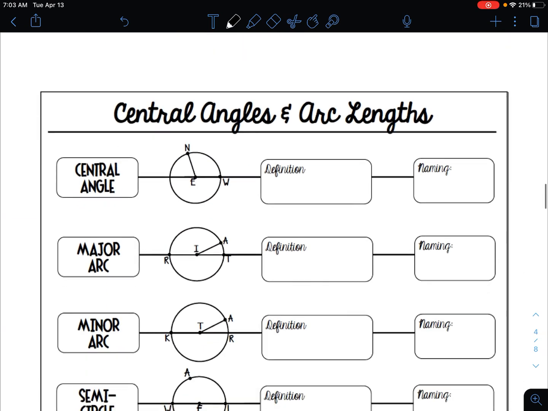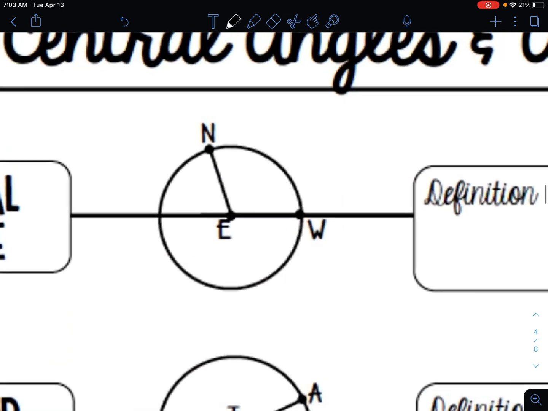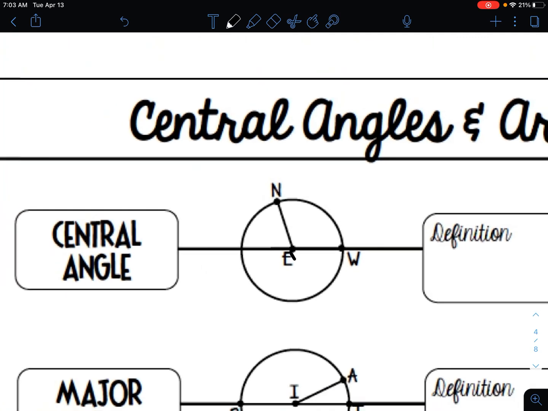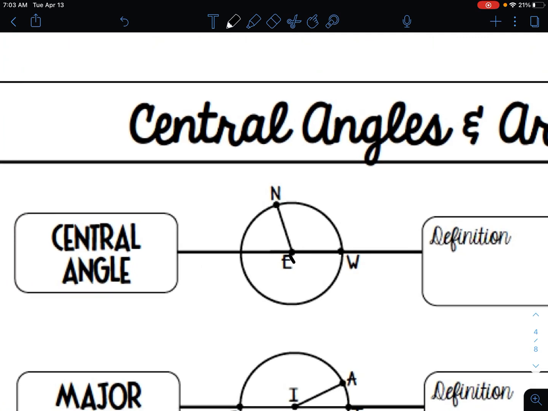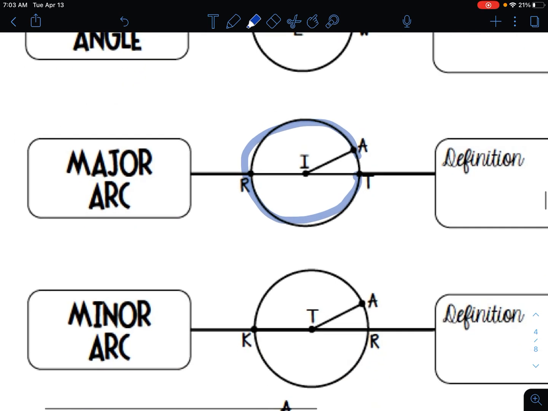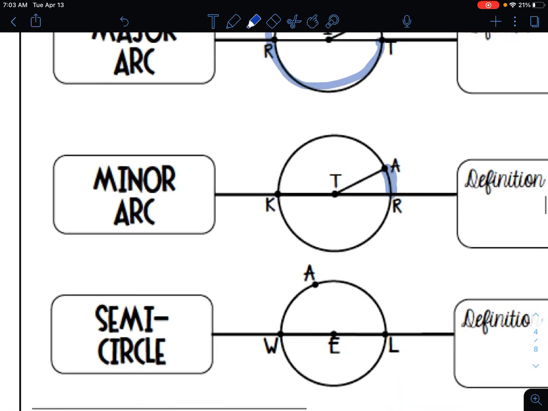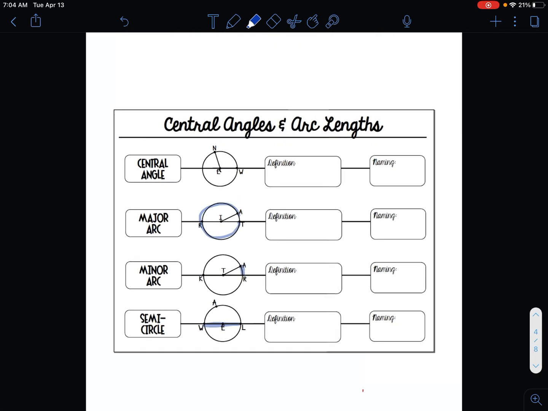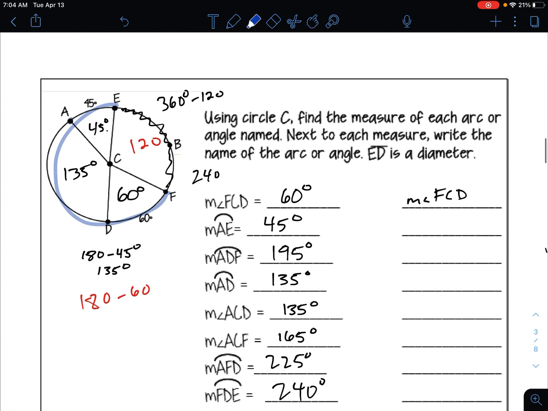This last page, again, is just restating central angle. The vertex is in the center of the circle. All right, endpoints are going to be on the circle. The major arc has 3 letters, and it's bigger than 180, less than 360. The minor arc is the little piece, less than 180, uses 2 letters to name it. And then a semicircle is the diameter of the circle, that is 180 degrees. Full circle is 360. So there you have it, short and sweet.